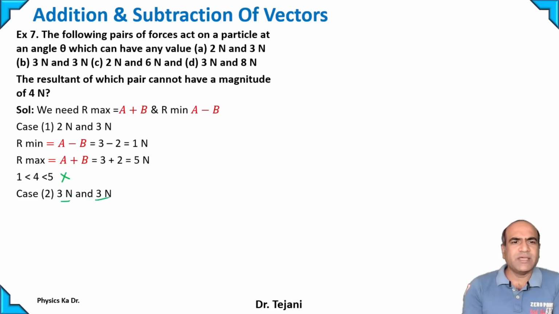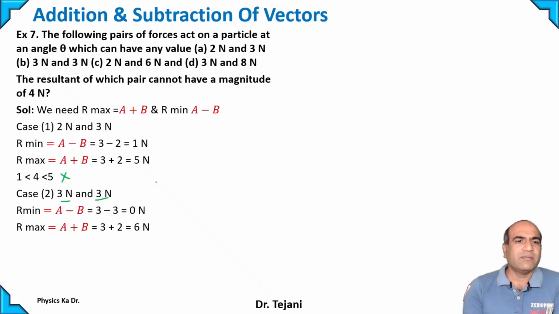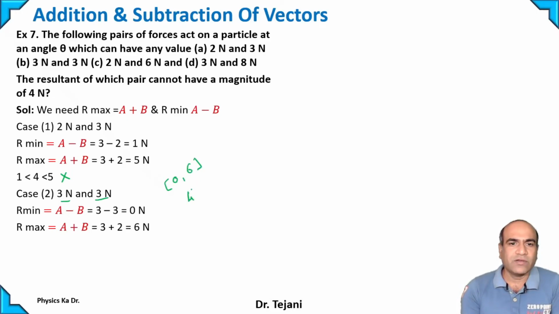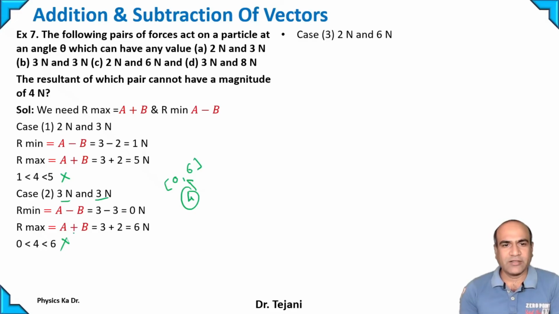A is 3, B is 3. So A minus B is equal to 0 Newton and maximum is 6 Newton. So values ranging from 0 to 6, and 4 is definitely in between. So this answer is also not correct.